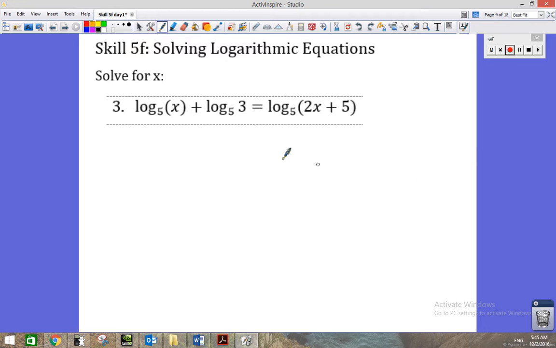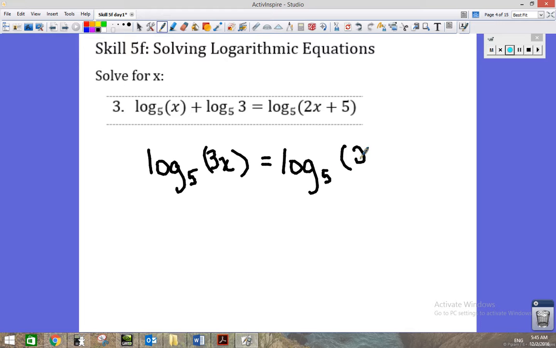So on the left-hand side, I have the sum of logs. They have the same base. I can write that as a single logarithm, log base 5. If I multiply 3 times x, the order of multiplication doesn't matter. Whether you write x times 3 or 3 times x, multiplication is commutative. So because these logarithms are one-to-one functions, if these numbers are the same, these arguments must be the same.